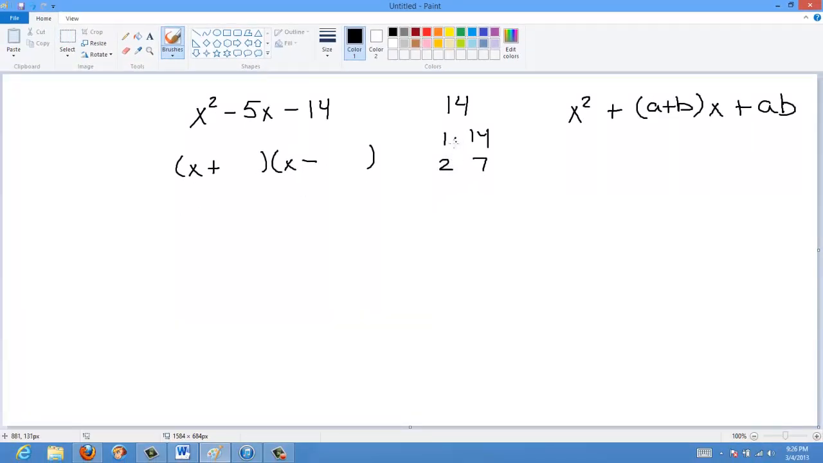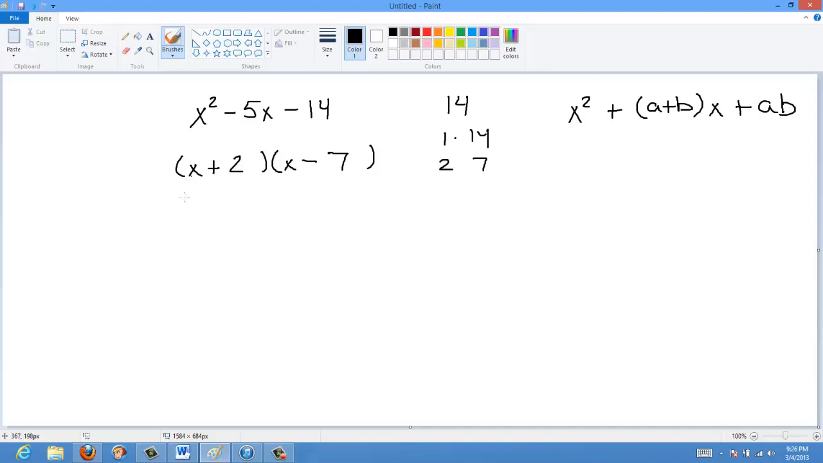Okay, so what I'm doing is I'm trying to find a way to get a 5 out of this. And what I can see is I got 7 minus 2 would make 5. Now, which is the bigger one? Well, the bigger one has to go here, because it's a negative 5. And so this has to be a negative 7 plus 2. Right, and that would give us the correct answer there. So we got x plus 2, x minus 7.